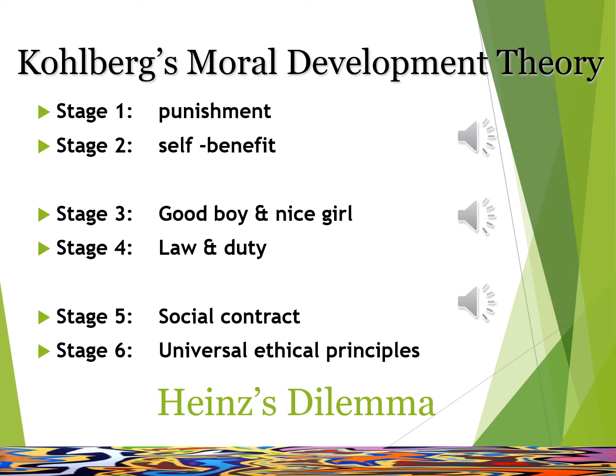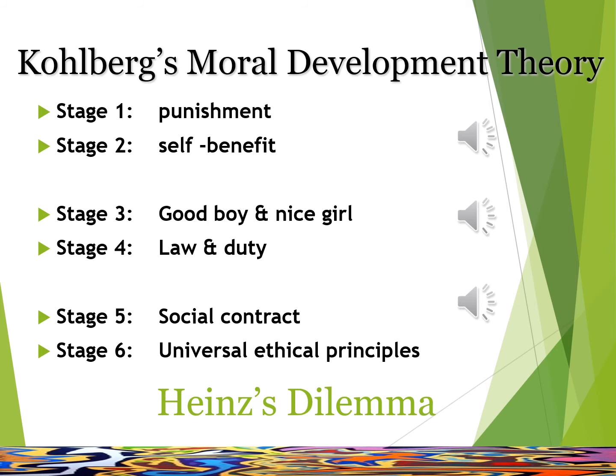A person in stage 1, when they're deciding to do a decision or not to do a decision, the only focus is punishment. Will mommy punish me? Will my teacher punish me? So the only consideration is punishment. If that's the only thing that guides you in life is whether or not you'll be punished, that would be a pre-moral way of living.